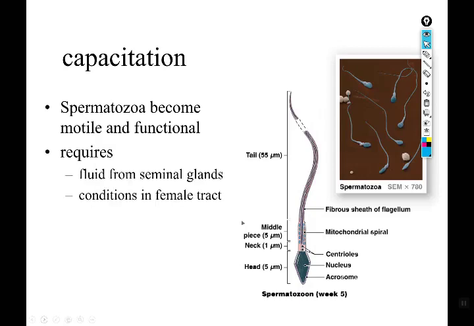One of the requirements for capacitation is that the spermatozoa be exposed to seminal secretions. These secretions have eicosanoids like prostaglandins and other cytokines that actually sort of spur the sperm to wake up and begin to get ready to do its job. And the conditions in the female reproductive tract also facilitate capacitation.